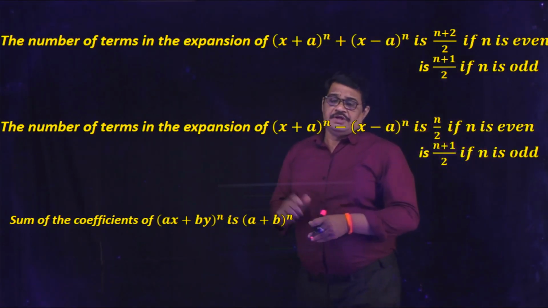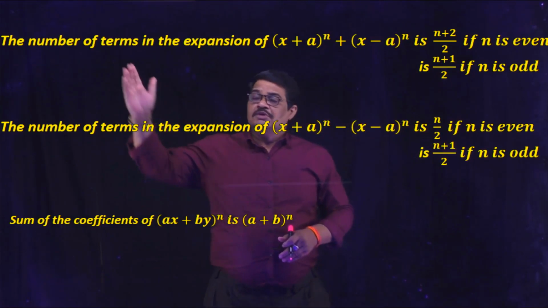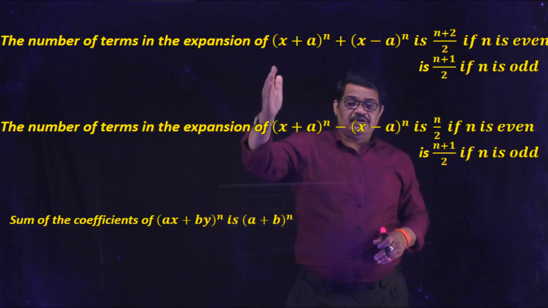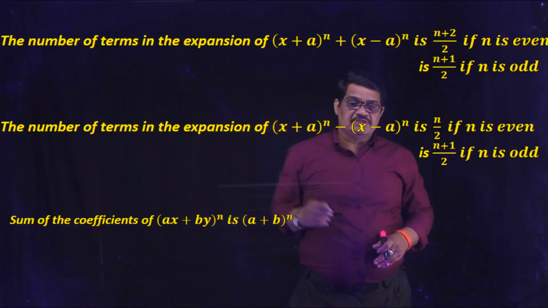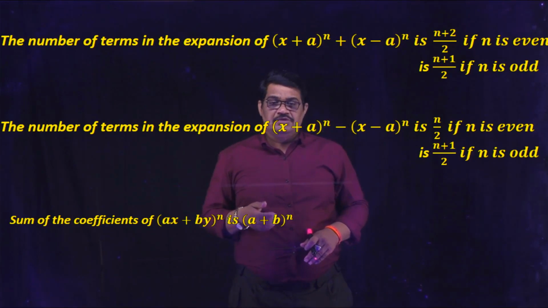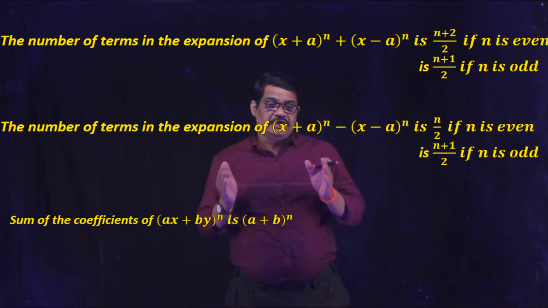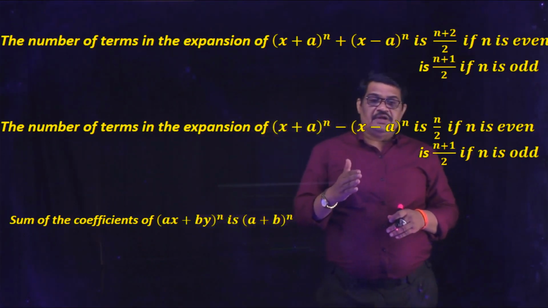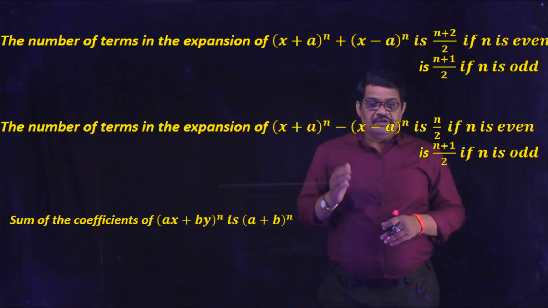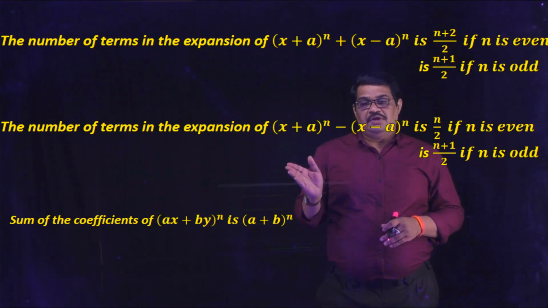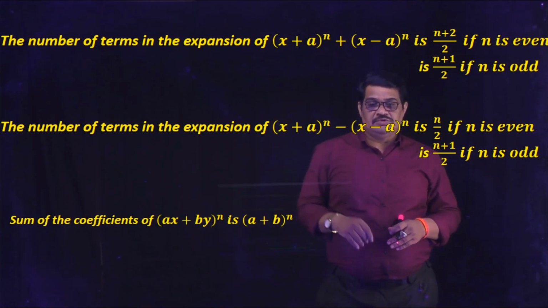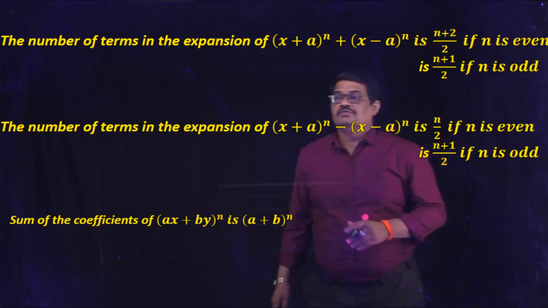Okay. Next point: the number of terms in the expansion of (x + a)^n + (x - a)^n is (n + 2)/2 if n is even, and if n is odd, the number of terms in that expansion is (n + 1)/2. So it is a very useful formula.